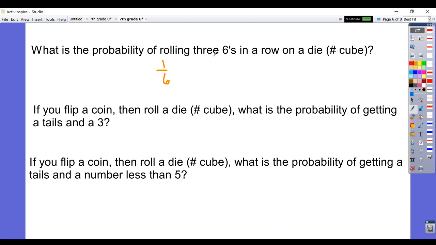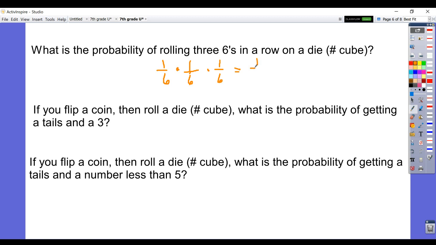But the probability of rolling 3 6s in a row means we have to take the probability of rolling one 6 times the probability of rolling another. Oops, that's very messy, sorry. Times the probability of rolling another. So in other words, 1/6 times 1/6 times 1/6. So the probability of this and this and this occurring, whenever you want the probability of this and this, you multiply. So the probability of getting 3 6s in a row is the probability of getting a 6 multiplied by itself 3 times. In other words, 1/6 times 1/6 times 1/6.